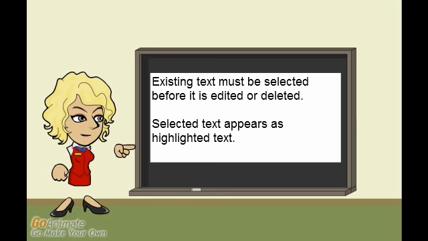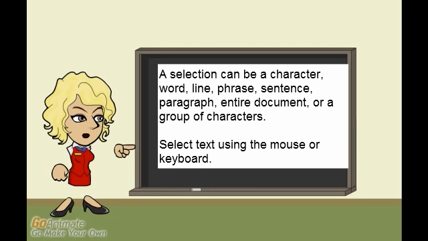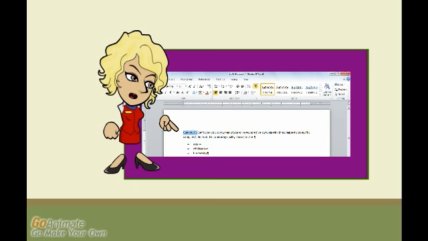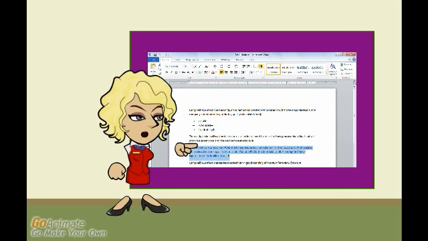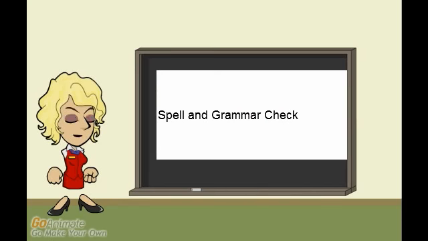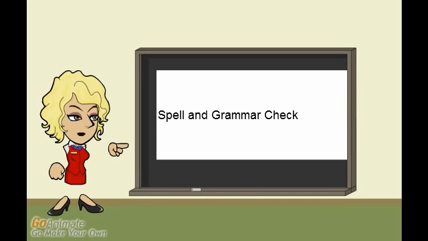Selected text appears as highlighted text. A selection can be a character, word, line, phrase, sentence, paragraph, entire document, or a group of characters. Select text using the mouse or keyboard. If you notice on this text, there is a word highlighted in blue, the mouse pointer will change to an arrow at the beginning. By holding down the right side of the mouse and dragging across, you can highlight the word or text. Before we can save our completed document, we must check for proper spelling and grammar.